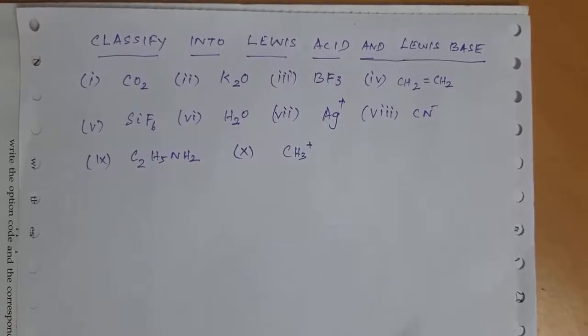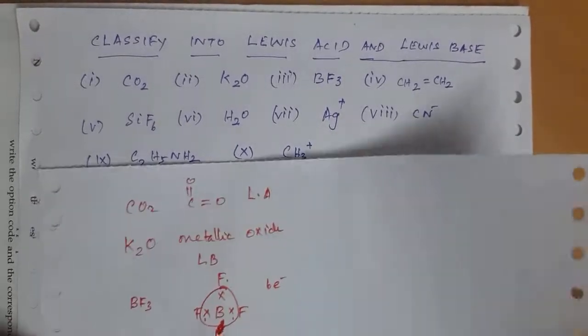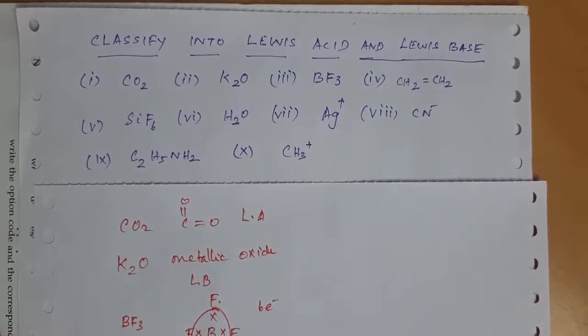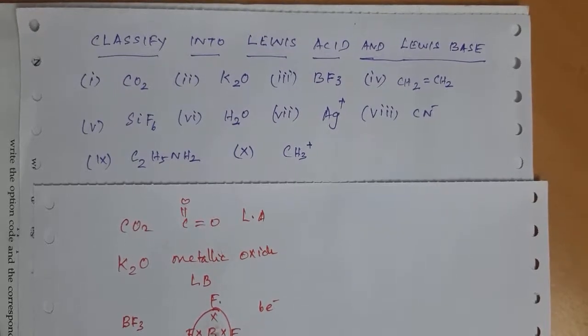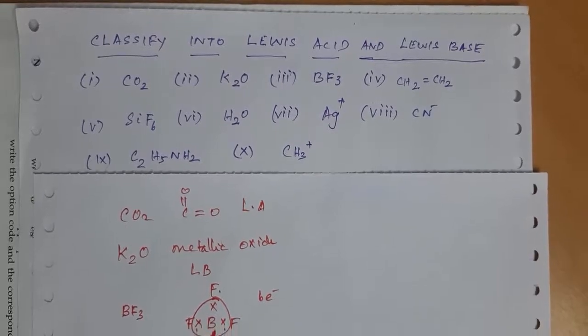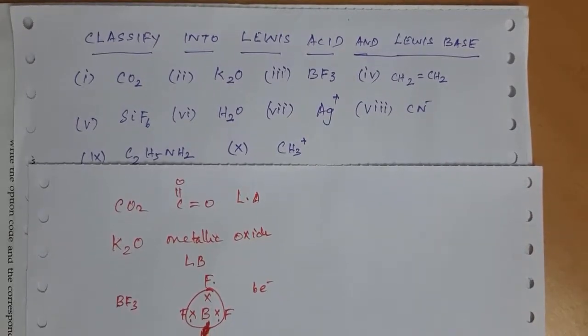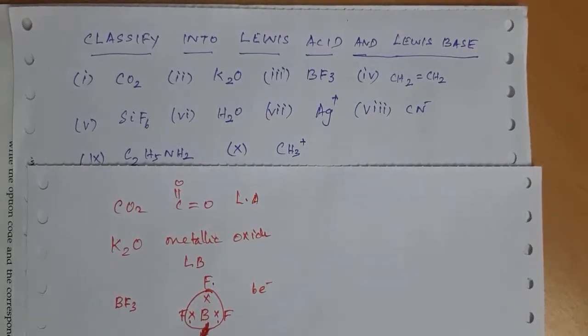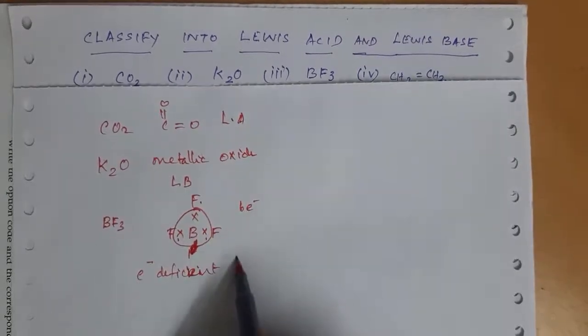Classify the following into Lewis acid and Lewis base. The first one is carbon dioxide. Its structure has a polar double bond, so it is a Lewis acid. Next, potassium oxide is a metallic oxide, and a metallic oxide behaves as a Lewis base. Boron trifluoride structurally has 6 electrons in the outer shell. Boron has atomic number 5, so its outer shell consists of 3 electrons, and the fluorine atoms contribute 3 more, a total of 6 electrons, so it is electron deficient. An electron deficient species behaves as a Lewis acid.